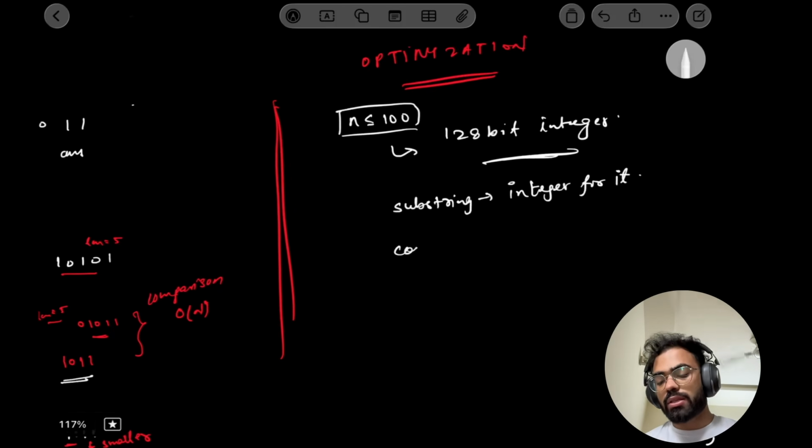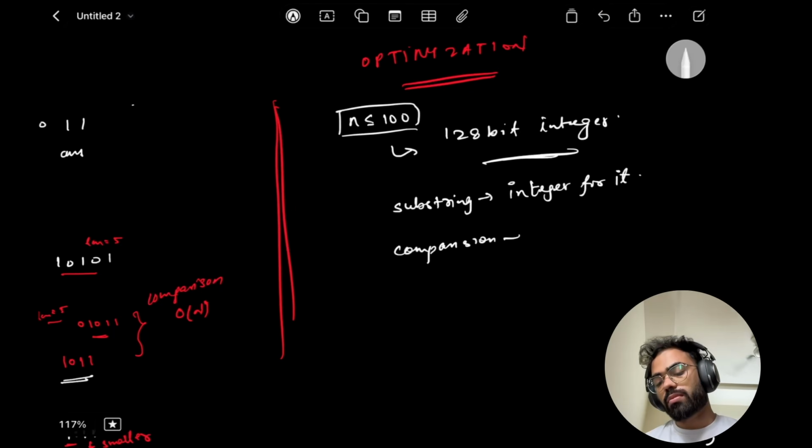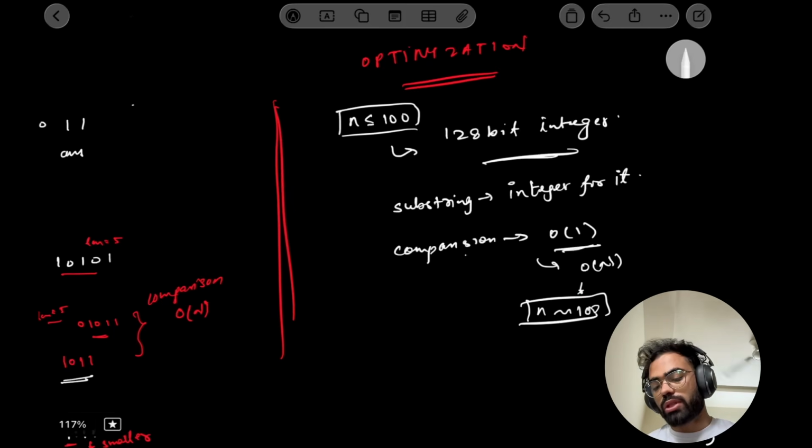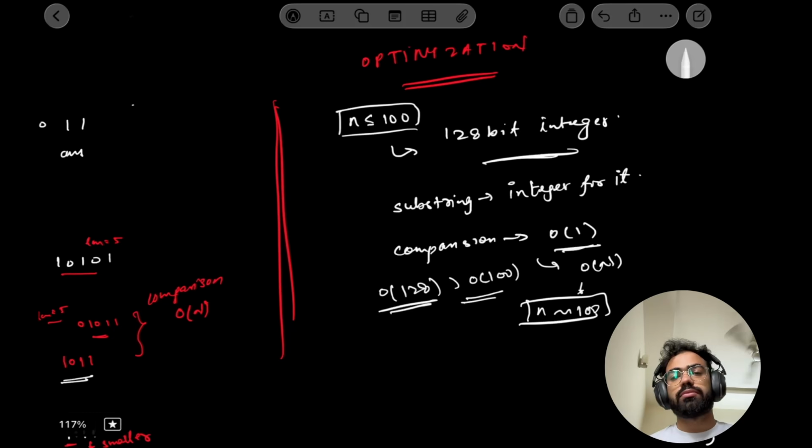That means the comparison will take what time? Your comparison will become basically O(1). Anyways, this is also kind of O(n) only, because n is approximately 100 now, so this comparison will take O(128-bit), which is actually greater than O(100). People say it's an optimization, but it is not actually. This is just a way to avoid string comparisons, but the effective time complexity will still be greater than the string ones.